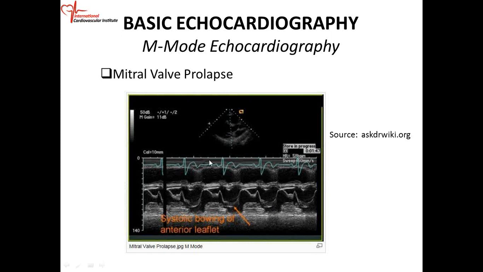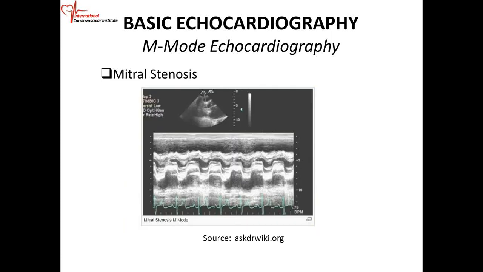But in systole, ECG is on top, okay? Systole, onset of QRS to the T wave. In systole, you can see the mitral valve bends into the left atrium. Systolic bowing of the anterior mitral leaflet. And you can have diastolic bowing as well. So mitral valve prolapse, okay?